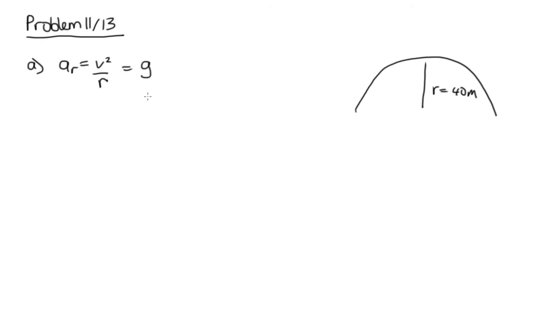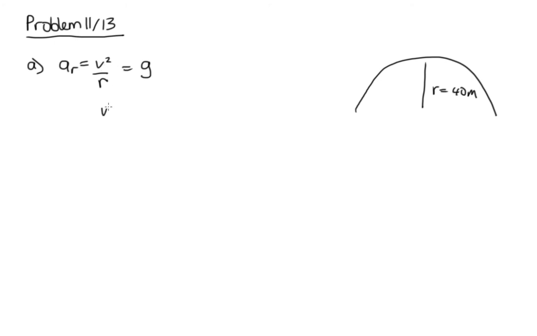In this problem we're asked, at what speed must an automobile round a turn having a vertical radius of curvature of 40 meters? So it's going over a turn like this, radius is equal to 40 meters, such that its radial acceleration is equal to g. We know that the radial acceleration is given by v squared over r, and we want this to be equal to g. So what we're trying to do is find the speed, which is v.